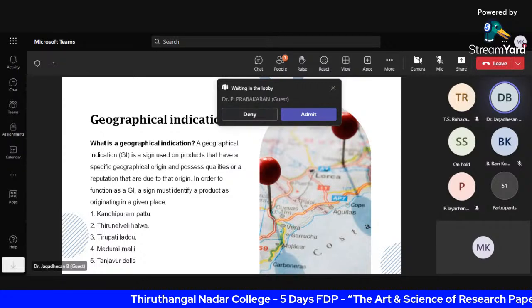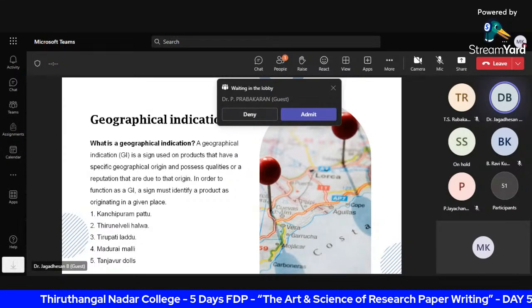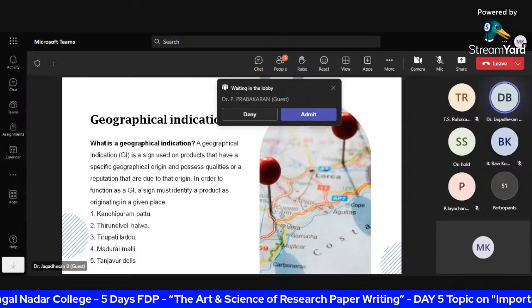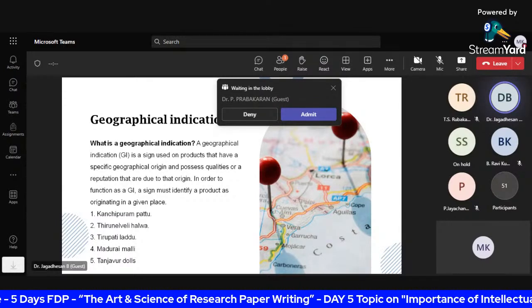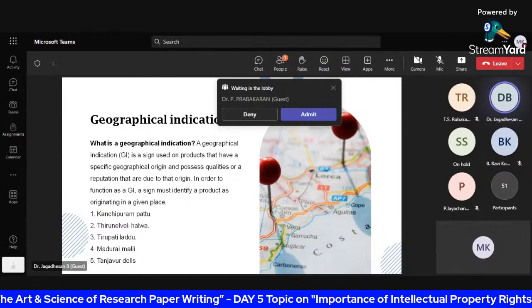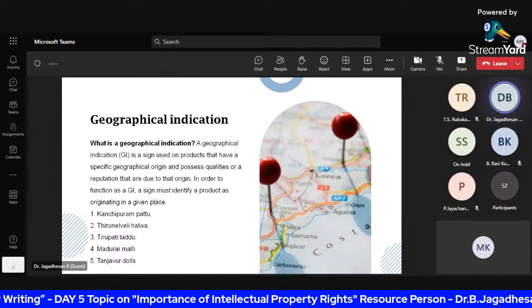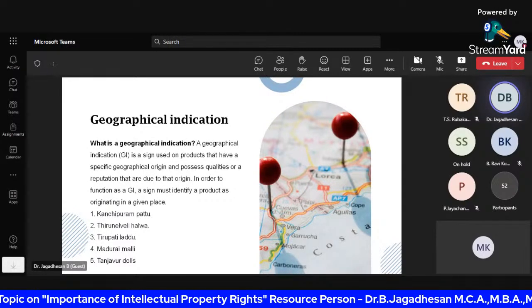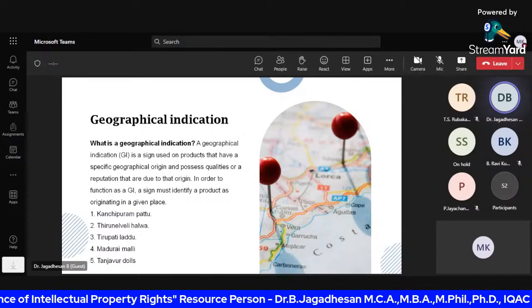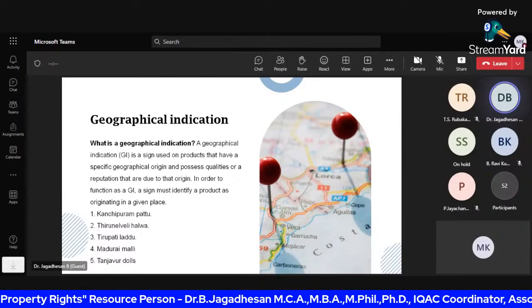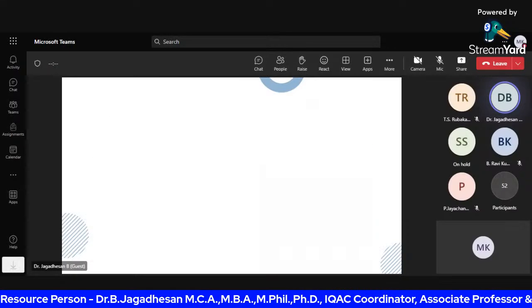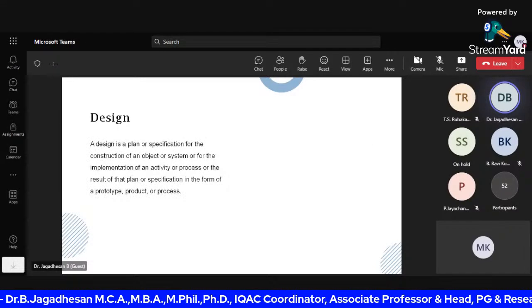The next one is Madurai Malli. Madurai Malli also got a GI, geographical indication, in India. Then Tanjavur Dolls, which are totally different compared to other toys and other things. So these are some of the geographical indications under the Act of Intellectual Property Rights. And the next one is design.